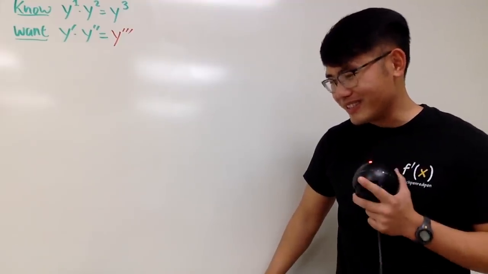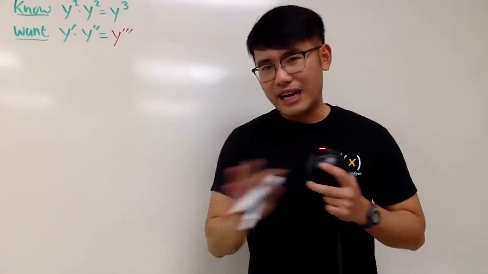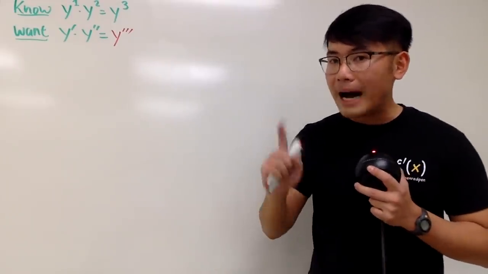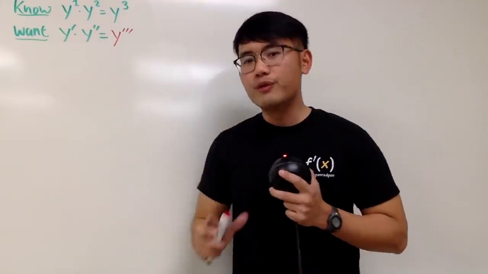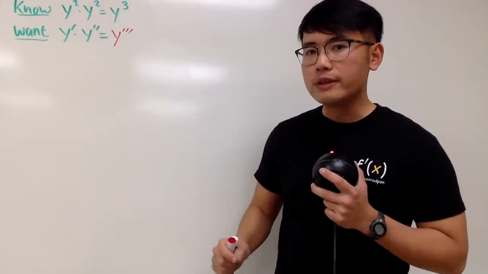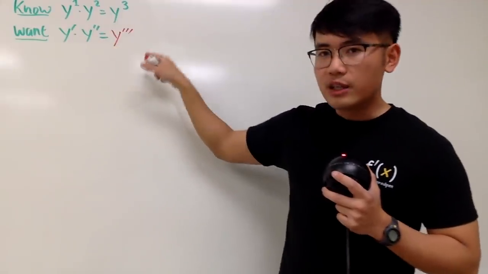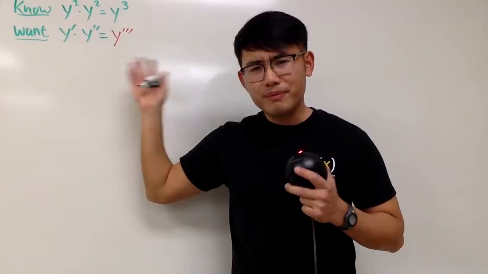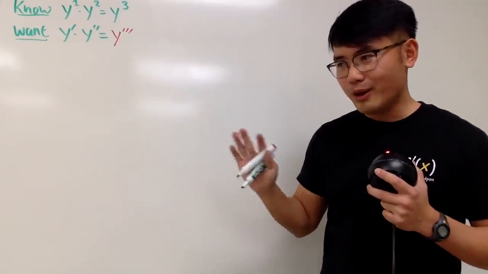And of course, you guys know, this right here is not true for all functions, but this right here is true for some functions. For example, if y is a constant function, then of course, its first, second, and third derivatives are just 0, and you end up with 0 is equal to 0. That is true, but it's also boring.